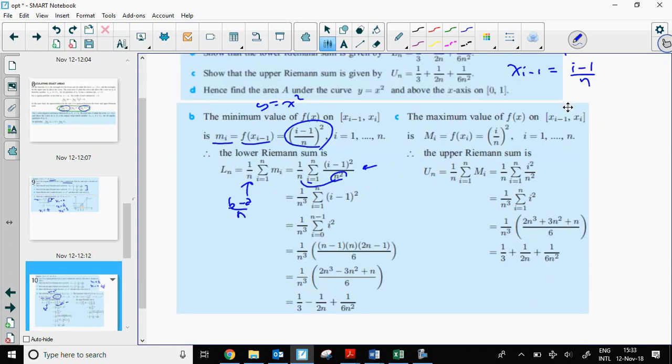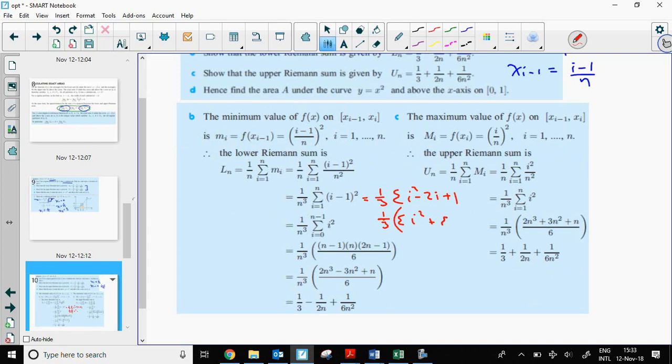And then I think there are a few different ways we can approach this. Two different ways. My first thought at this point would be to say this is 1 over n cubed times the sum of i squared minus 2i plus 1. And then you can break that into the sum of i squared, minus the sum of 2i, plus the sum of 1. And I think that should work.